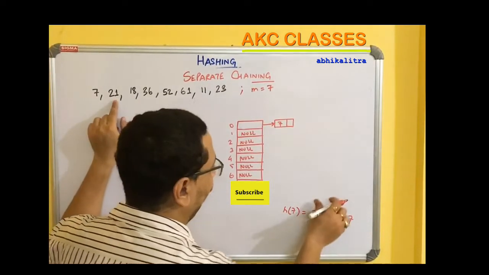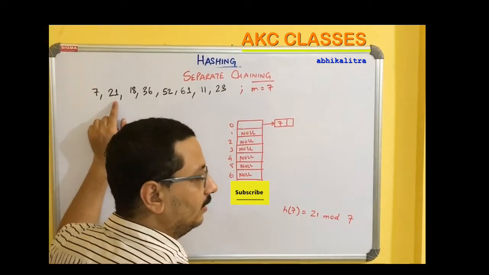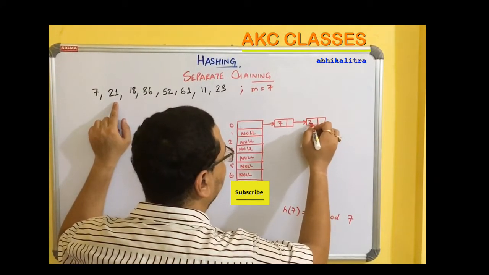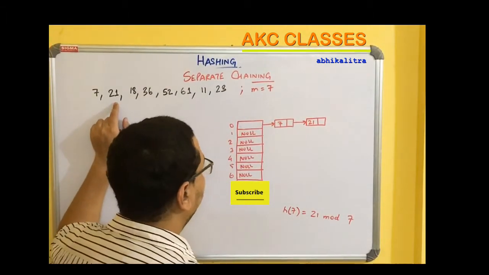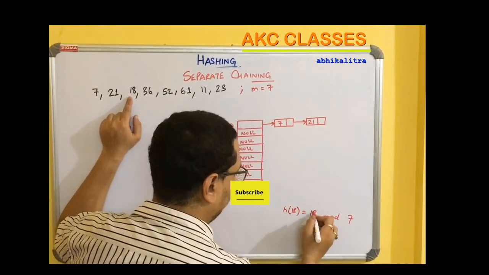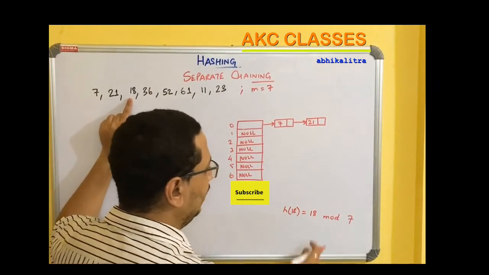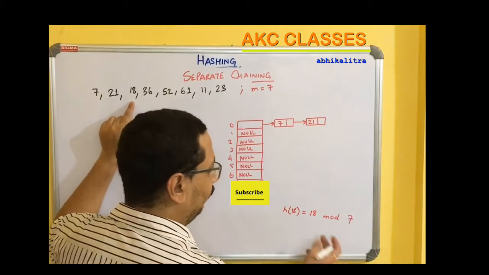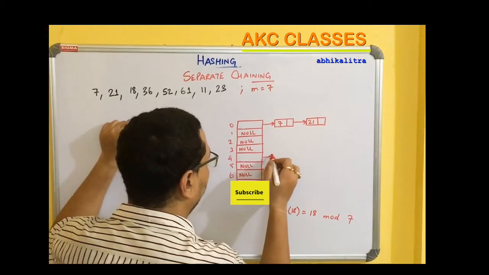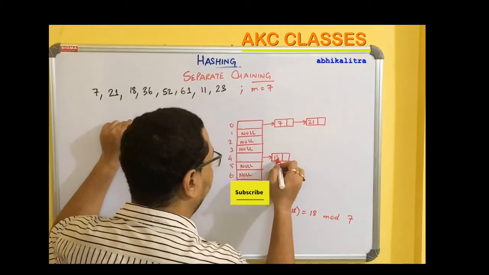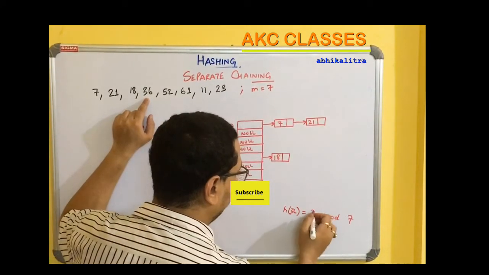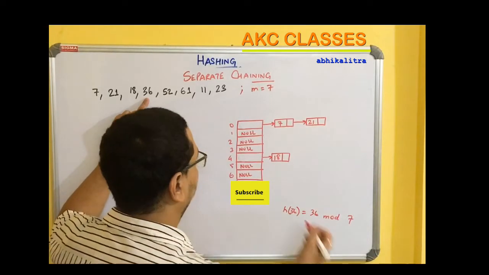Now we move on to 21. 21 mod 7 is again 0, so there is no concept of collision like what we have dealt with in other methods. Now we move on to 18. 18 mod 7 is 4, since 7 times 2 is 14 and the remainder is 4. So we create a node and write 18 there. Now we move on to 36, which is basically 1.